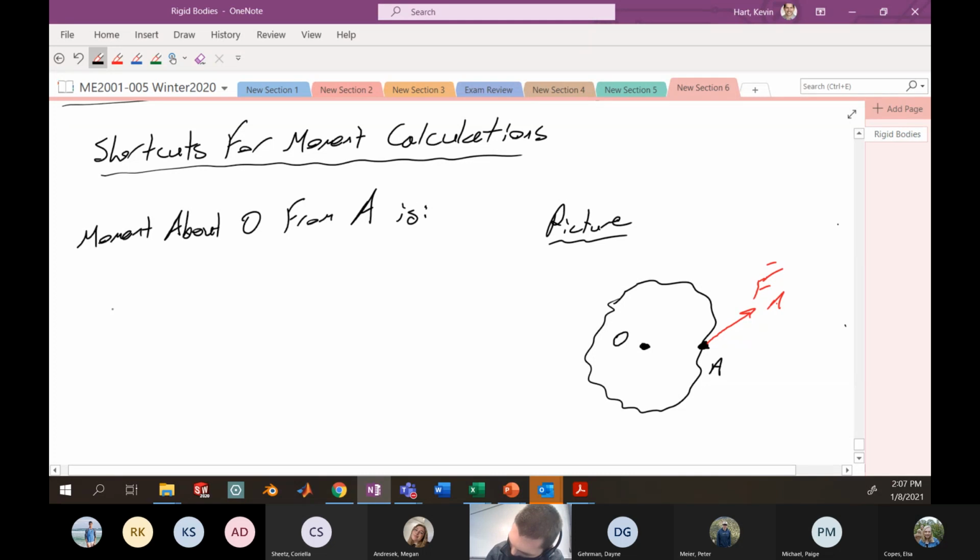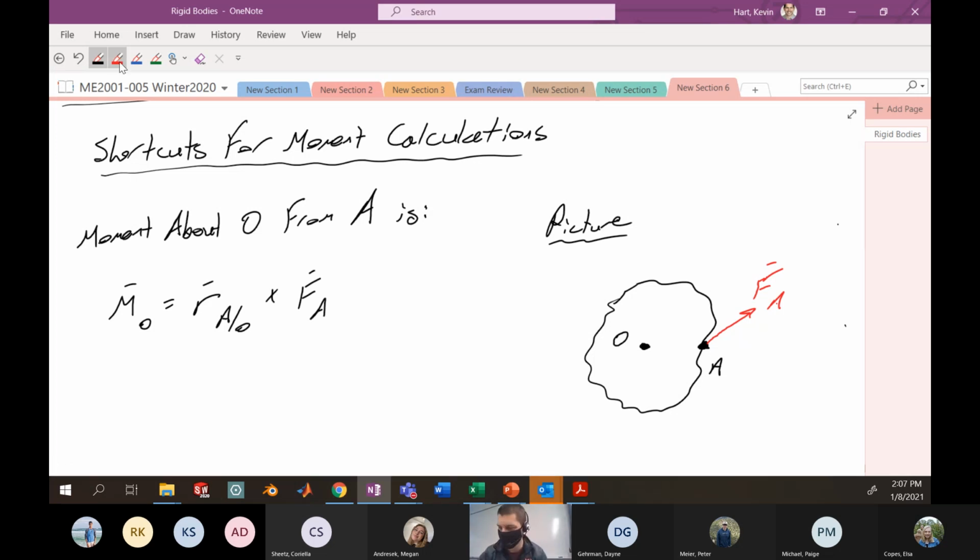we know with our definition that that moment about O is the position vector which arrives at A from O crossed with the force at A. All right, this is how we would use that nomenclature. Where my position vector that arrives at A from O is something like this.